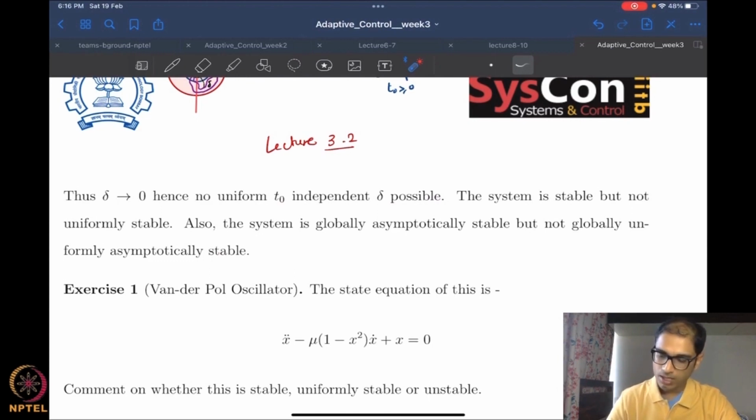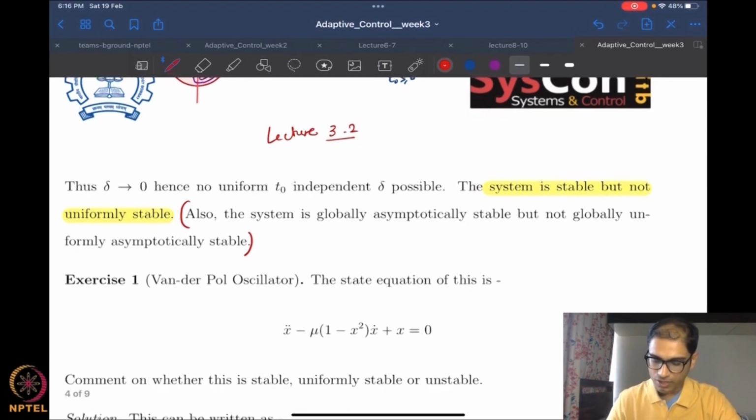Okay, so what does it mean? It means that the system we have is stable but not uniformly stable. Now, of course, there is an additional statement here, but we will talk about this a little bit later because we've not defined asymptotic stability yet. So we will talk about this at a slightly later stage.